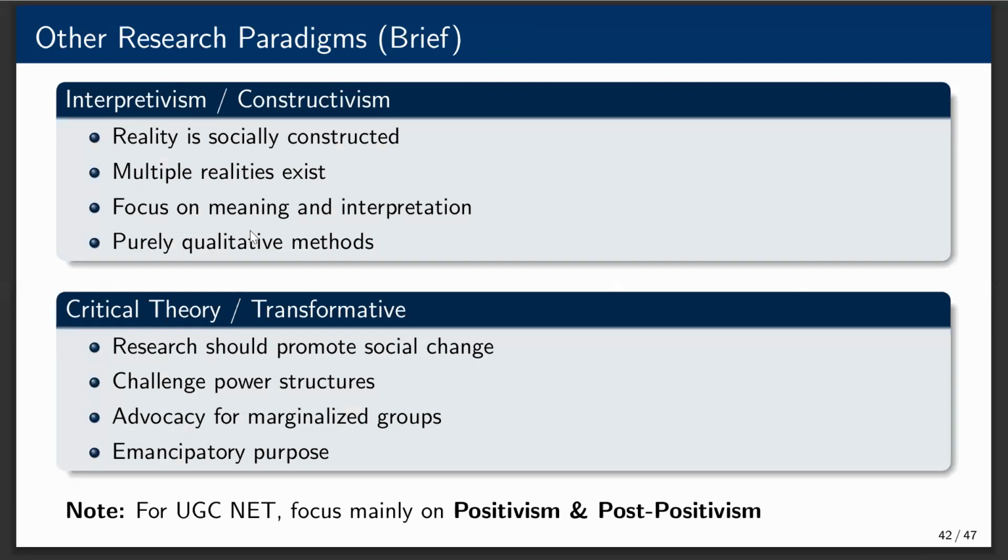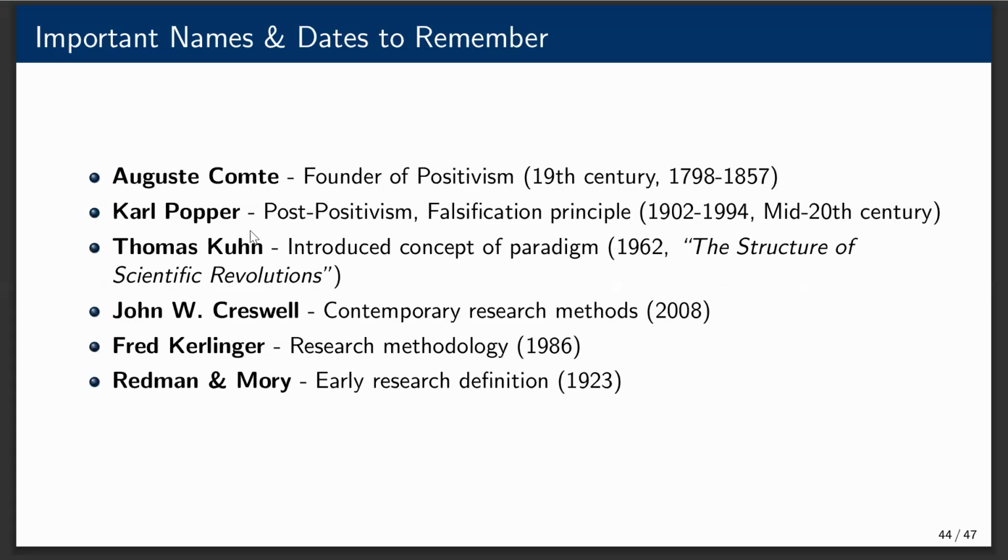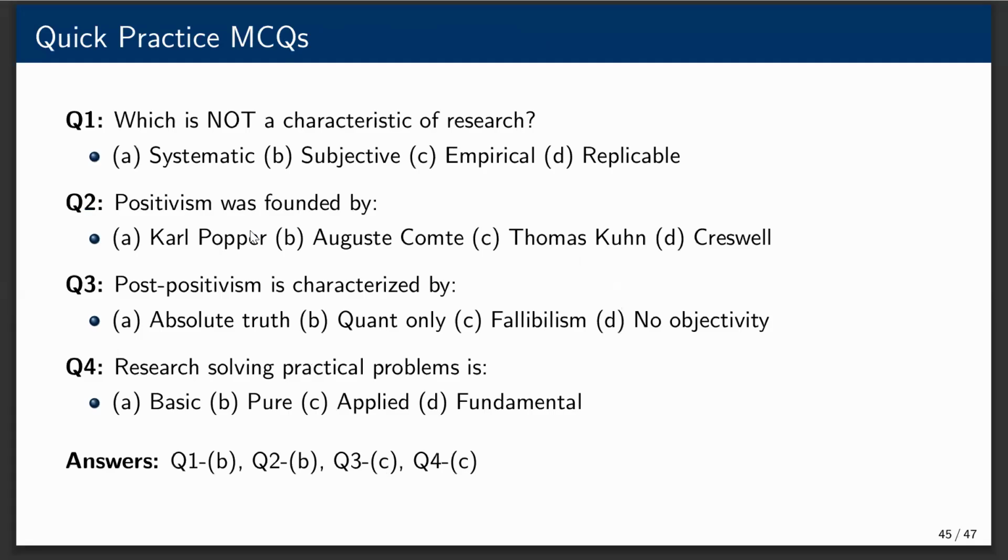Other research paradigms are interpretivism, constructivism, critical theory and transformative. But for UGC NET, only focus on positivism and post-positivism. So what you should remember: Auguste Comte, the founder of positivism, 19th century. Karl Popper, Thomas Kuhn, then John W. Creswell, then Fred Kerlinger, and Redman and Mory. So these are very important to remember.